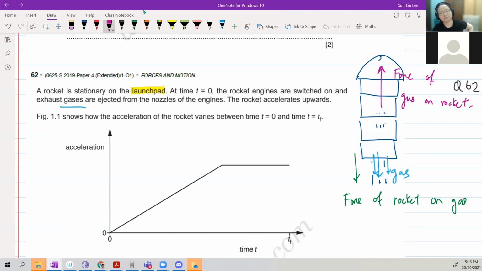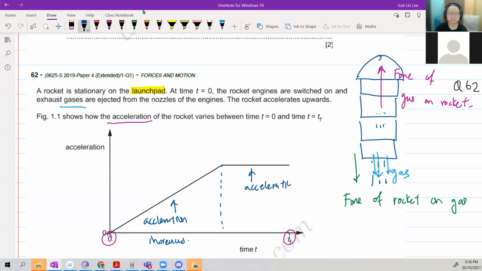Okay, and this graph gives you an idea of how the acceleration of the rocket changes from 0 to t1. So the rocket will accelerate and then plateau. So here the acceleration is increasing, and then here the acceleration is constant. So if I want to cut into two stages here, I can write: acceleration increases. And here, acceleration constant.